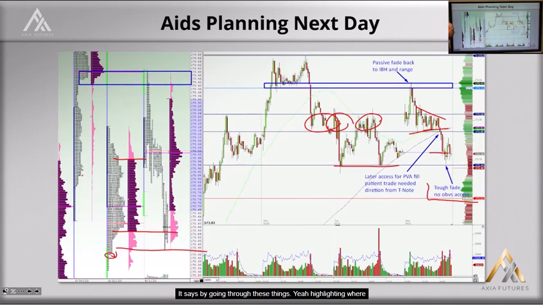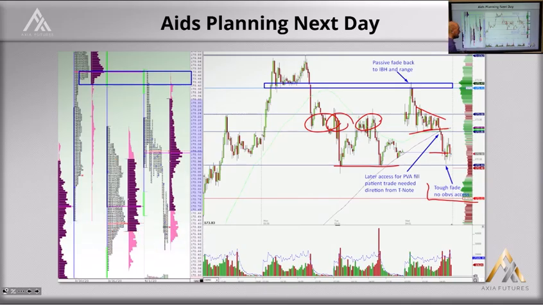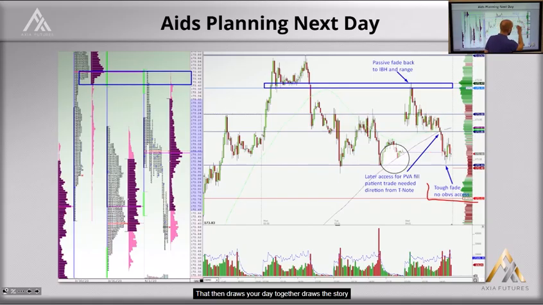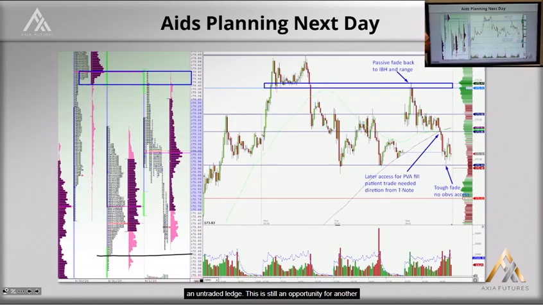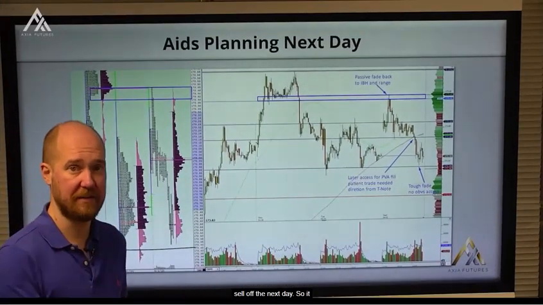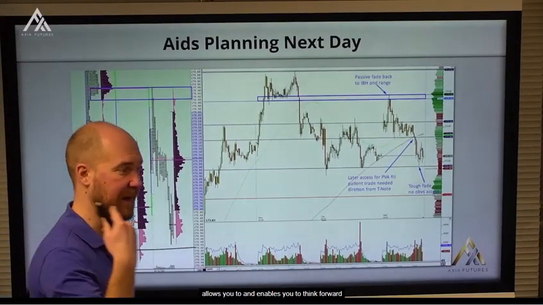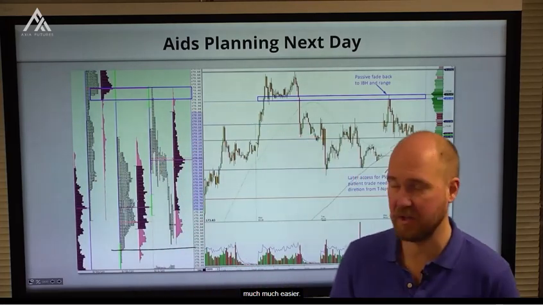So it's by going through these things that you're highlighting where you've got viable opportunities and where you don't. That then draws the story of the day together, and one, makes it much easier to remember. Two, identifies things going forward, looking for tomorrow. This then is still an untraded ledge. This is still an opportunity for another sell-off the next day. So it enables you to think forward much, much easier.